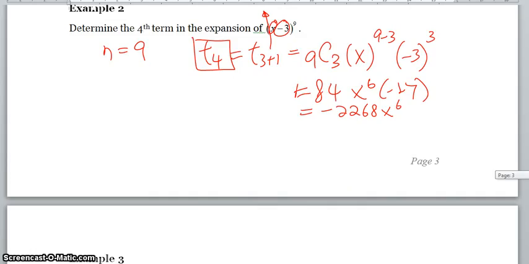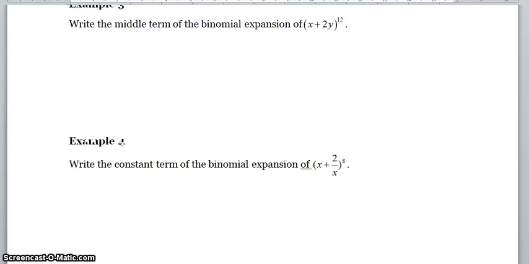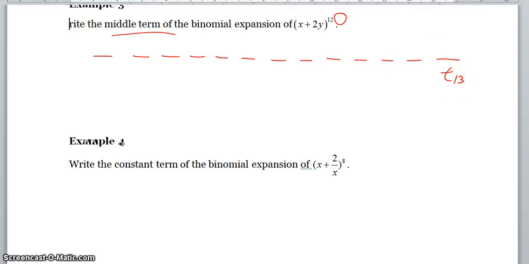Okay, good. Now there are other types of questions that make it more interesting, right? Not as straightforward. It won't just ask you what's the 10th term. For the 10th term, just let k be 9. Very straightforward. In here, it says find the middle term. What does that mean? Well, look here. You have 12 terms: 1, 2, 3, 4, 5, 6, 7, 8, 9, 10, 11, 12, 13, right? Remember, the number of terms is always one more than n.